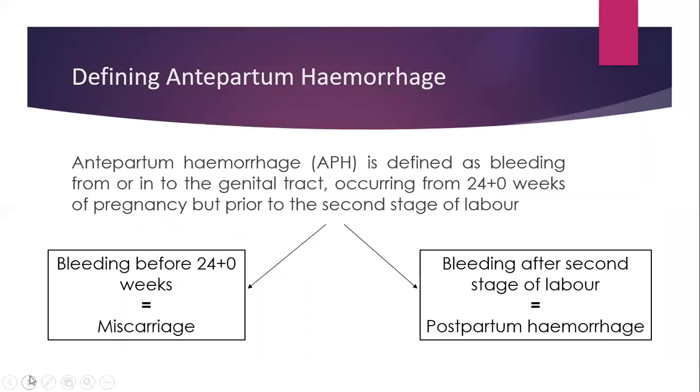Okay, there we go. When we define antepartum hemorrhage, it is usually defined as bleeding from or into the genital tract, and this occurs after 24 weeks of pregnancy, but prior to the second stage of labor. If you have bleeding before 24 weeks, it is a miscarriage, and if there's bleeding after the second stage of labor, it's usually a postpartum hemorrhage.